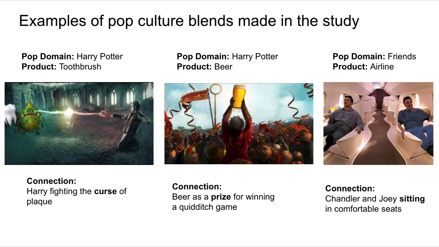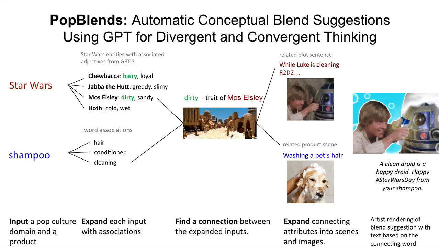Harry Potter fighting the curse of plague to advertise toothbrushes, beer as a prize for winning a Quidditch match to advertise beer, and Chandler and Joey sitting in comfortable seats to advertise an airline. Overall, PopBlends shows that generative language models can be structured to divergent and convergent processes to automatically suggest pop culture blends.